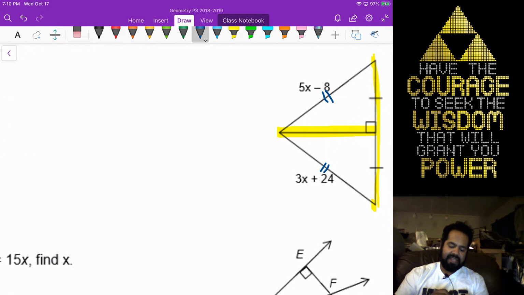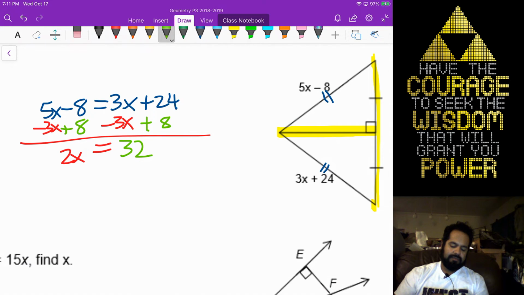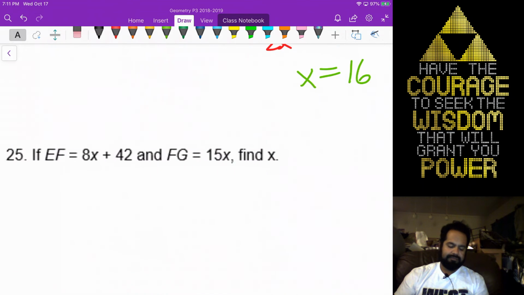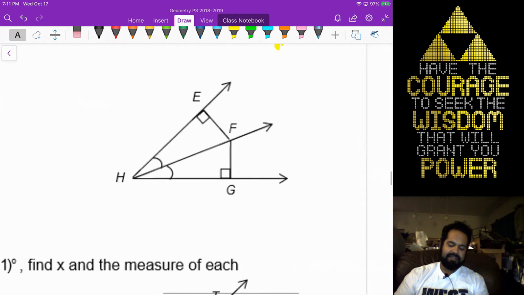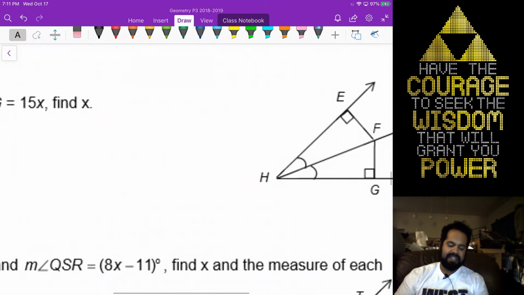So we can say 5x minus 8 equals 3x plus 24. So I can add 8 to both sides. I can also take away 3x from both sides. So then we get 2x equals 32. Divide both sides, then we get x equals 16. Okay. EF equals 8x plus 42. FG equals 15x.